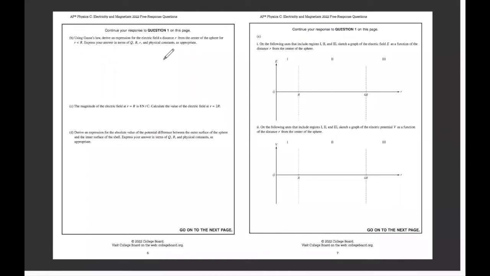So for part B, essentially what we have to do is use Gauss's law to derive an expression for the electric field when little r is less than big R. If you remember, that part of the system is a non-conducting sphere. So it is not true that the electric field is equal to 0. If this was a conducting sphere, the electric field would be equal to 0. However, in this case, we do actually have to use Gauss's law.